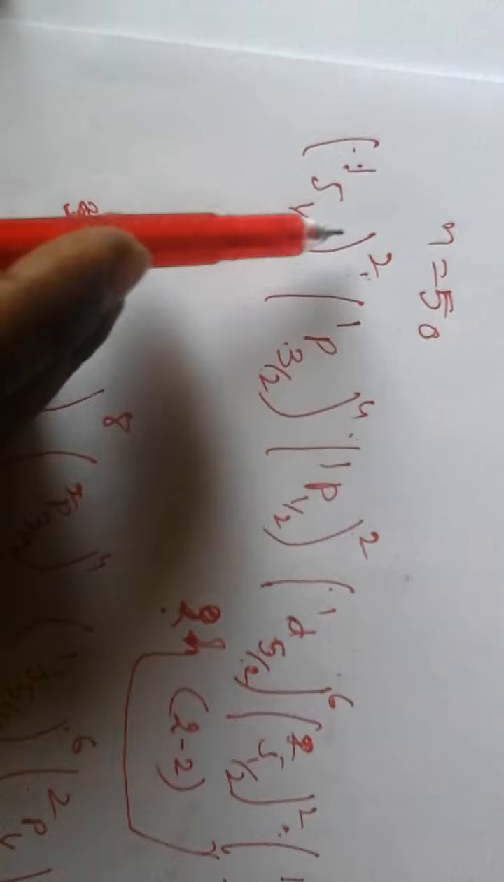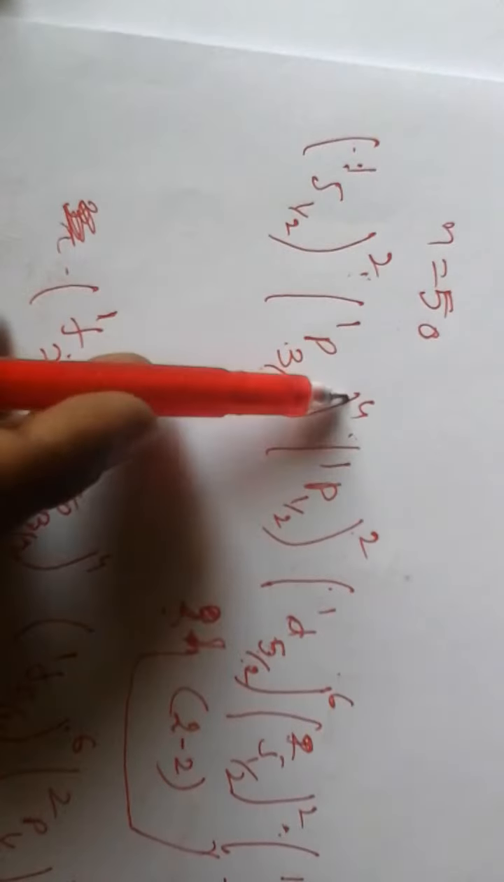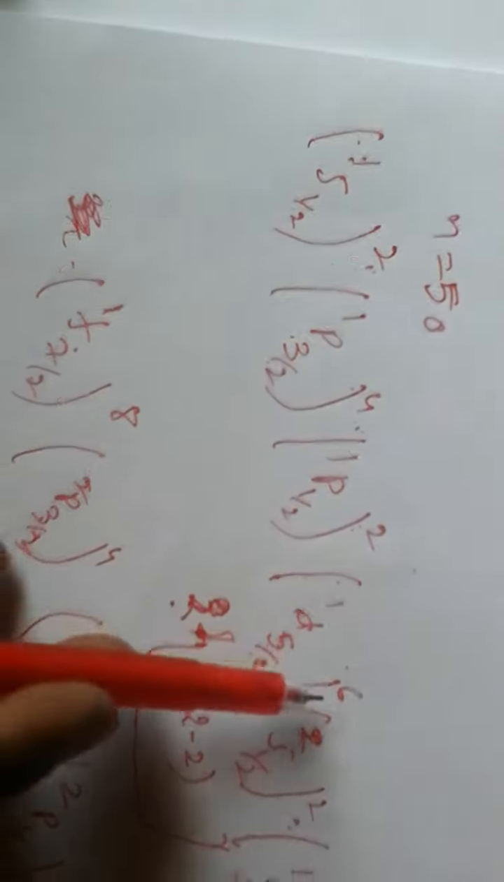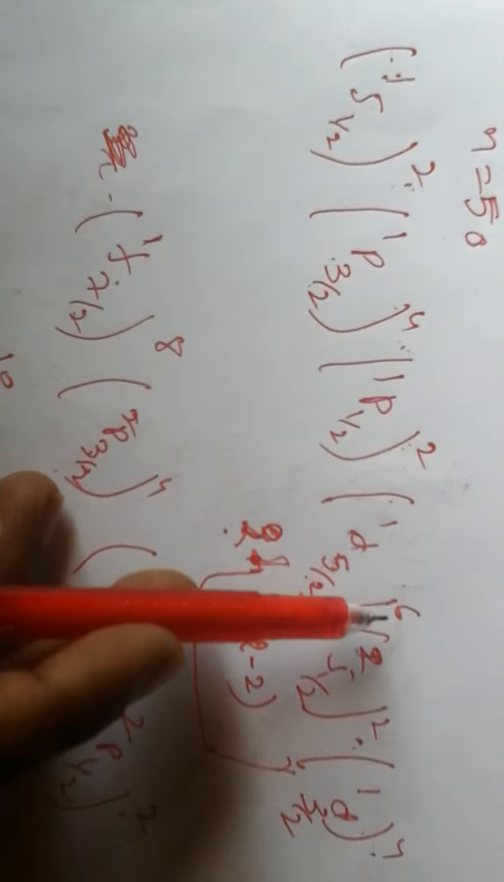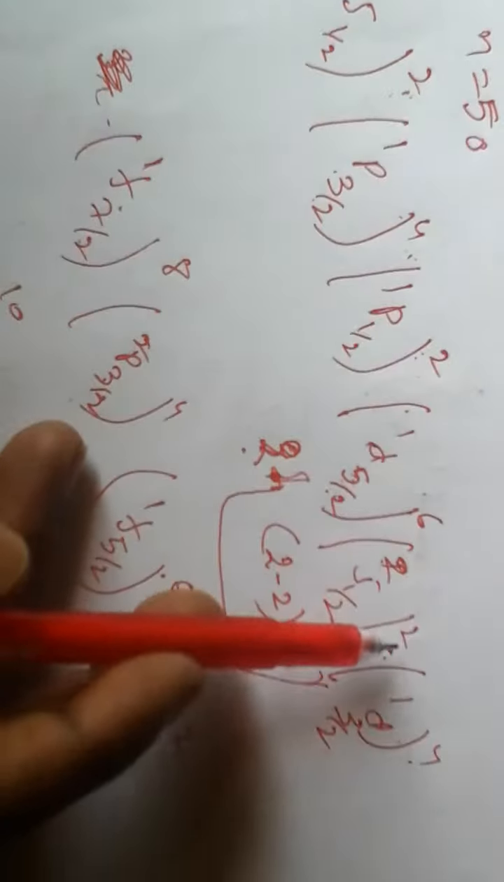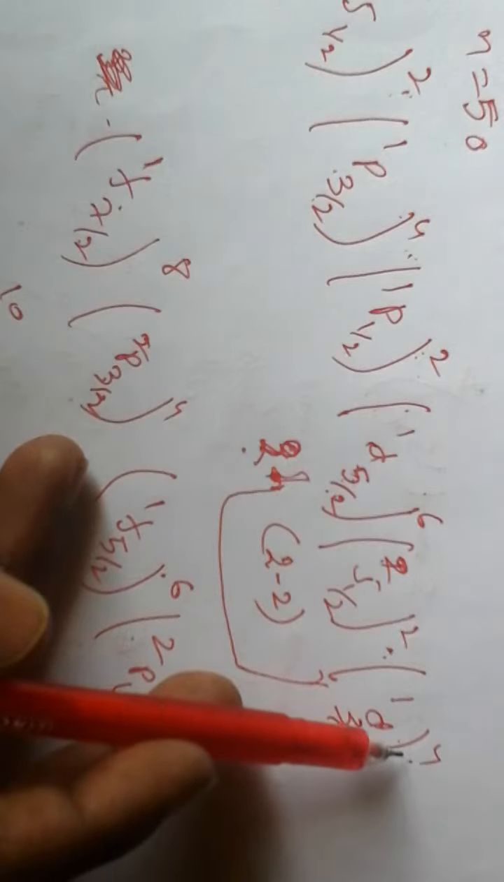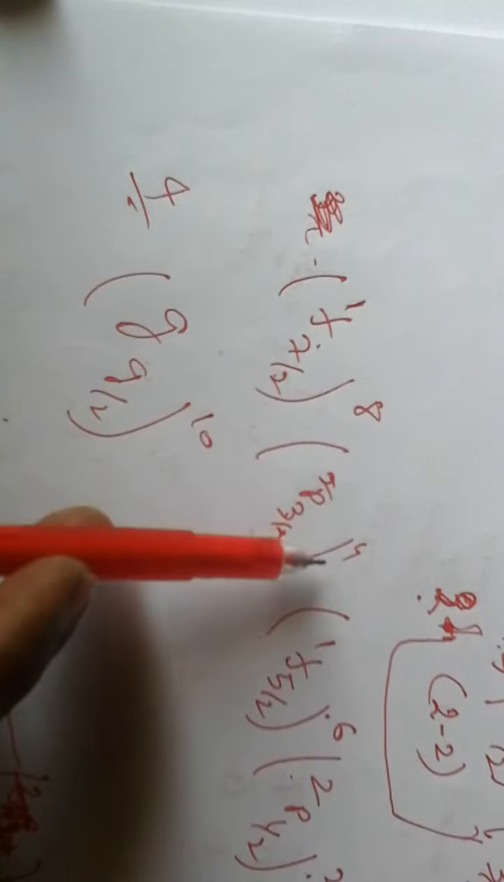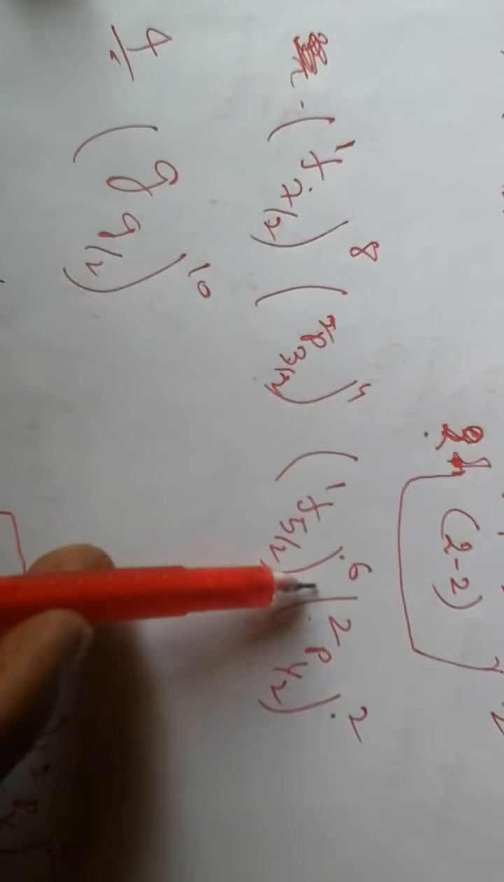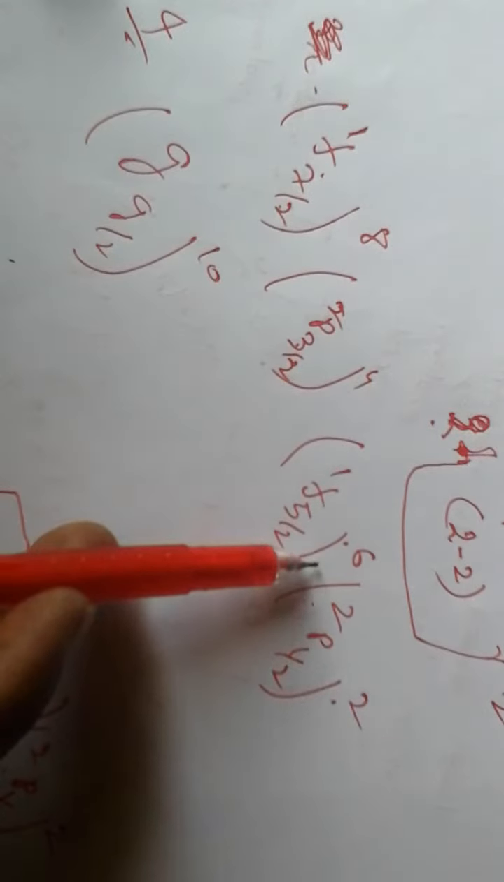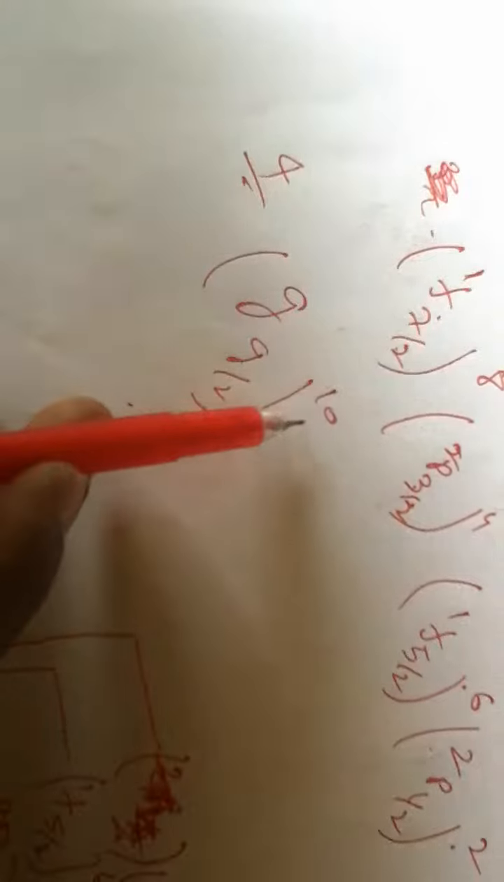So now we have completed 2, 50 is 2 plus 4 is 6, 6 plus 2 is 8, 8 plus 6 is 14, 14 plus 2 is 16, 16 plus 4 is 20. Okay, 20 is over up to here. 20 plus 8 is 28, 28 plus 4 is 32, 32 plus 4 is 36, 36 plus 2 is 38, 38 plus 10 is 48.